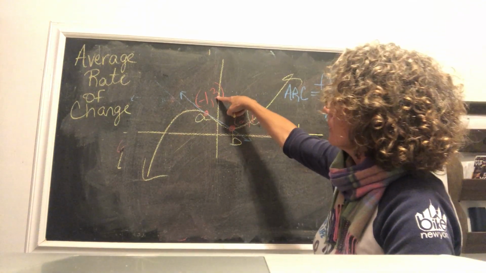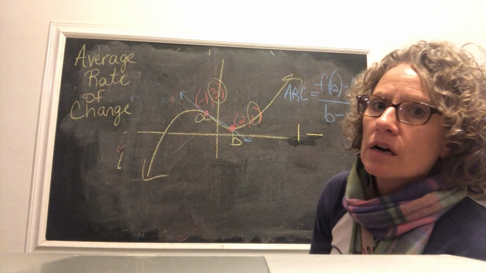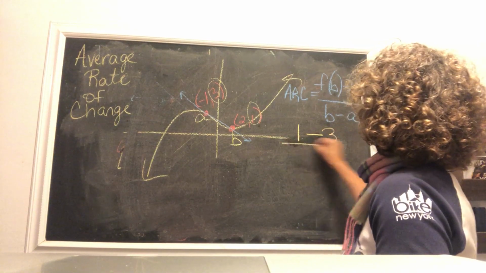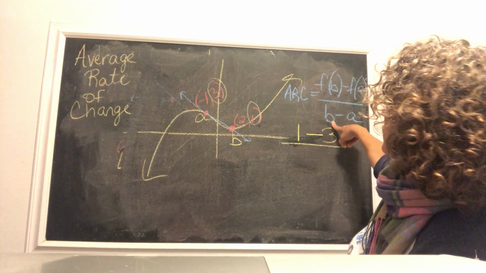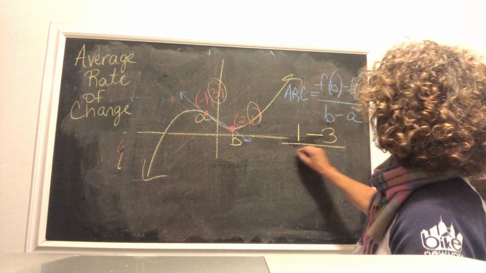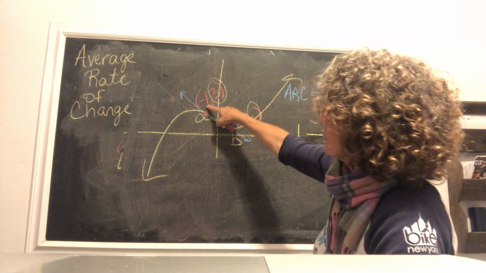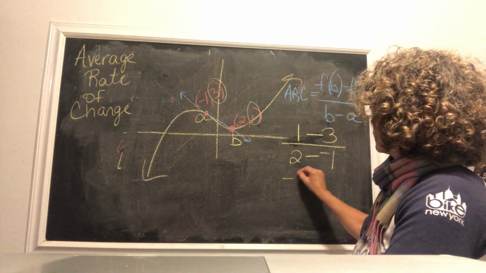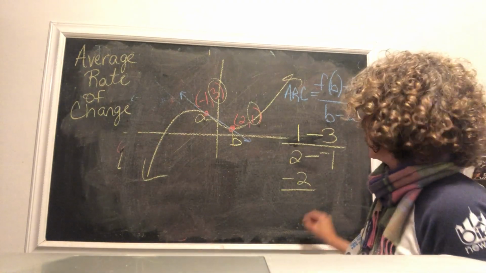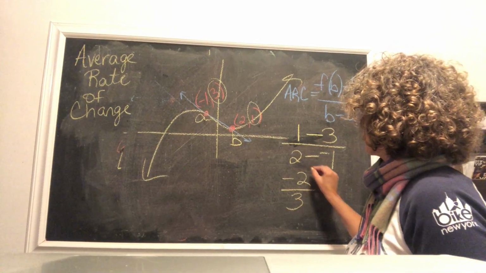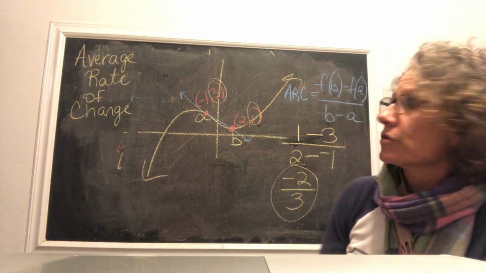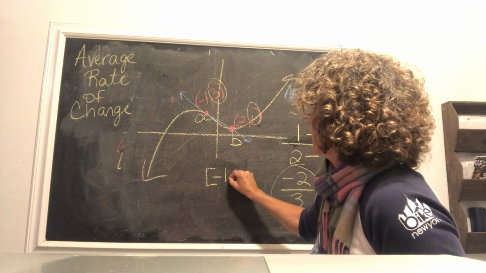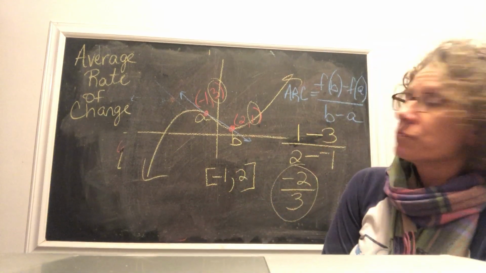F at a is the y-coordinate of the a point, which is 3, divided by the x-coordinate. B's x-coordinate is 2 minus a's x-coordinate, -1. This value, 1 minus 3, is -2. 2 minus -1 is 3. And so the average rate of change is -2/3 in the interval between -1 and 2.